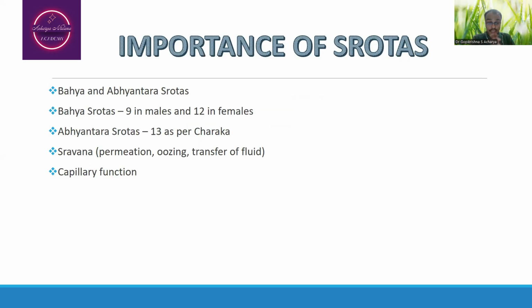For that, you should be in a better position to identify what are the impacts of these Bahya Srotas, which are 9 present in the males and 12 present in the females. The detailed description will be dealt with in the coming slide. Whereas Abhyantara Srotas are 13 in number as per Charaka. And the main function of this particular Srotas is Sravana.